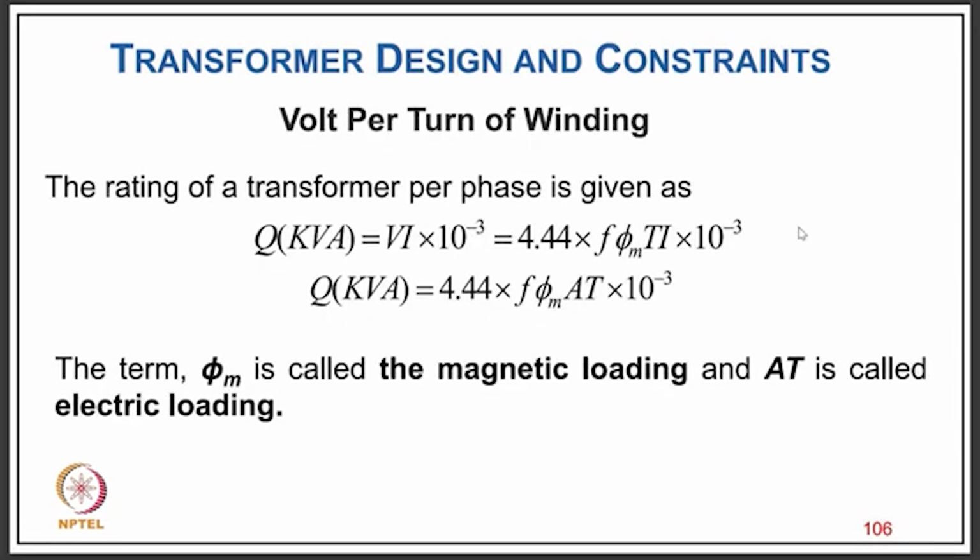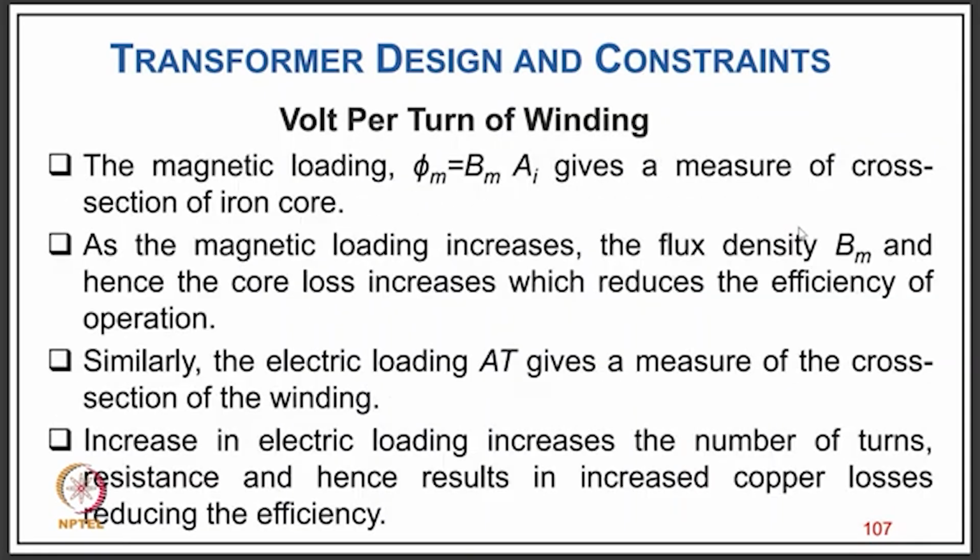And typically the rating of the transformer per phase is given by Q equal to Et It into 10 power minus 3. So it is 4.44 f phi m AT into 10 power minus 3. So Q becomes 4.44 f phi m AT into 10 power minus 3. The term phi m is called the magnetic loading and AT is called the electric loading.